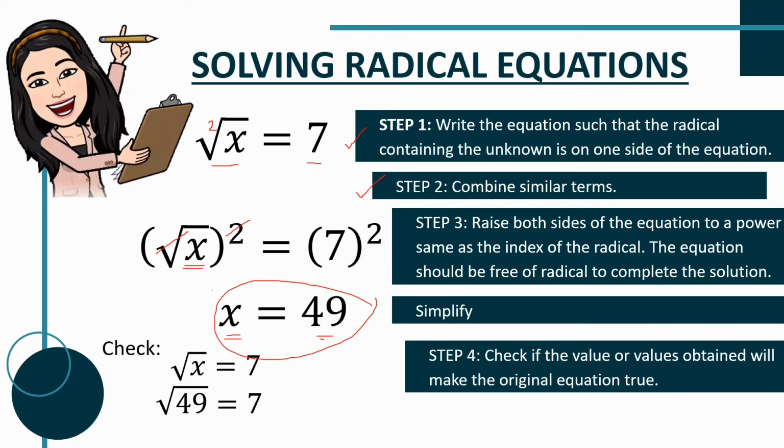Maliwanag? So, square root of 49 is equal to 7. And simplify, what is the square root of 49? We have 7 is equal to 7. So, kinopya lamang natin. So, if you get the correct or if you get an equal, okay, equal terms in both sides, so therefore, your answer is correct. So, therefore, x is equal to 49 is the true solution in our given radical equation. Did you understand? Okay, I hope so.